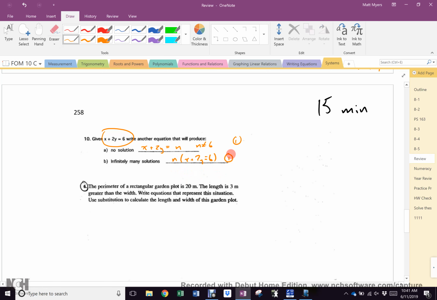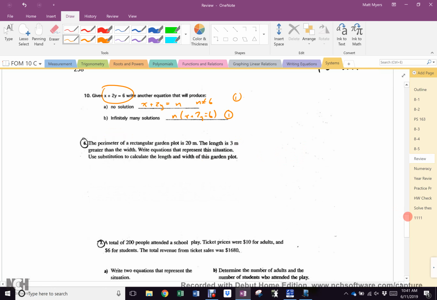Yes, Heather? So you wrote y equals negative 1/2 x plus 3? Yes, that is a different equation than that. That's another way you could have done it.